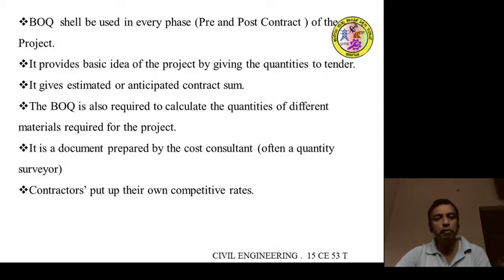It is a document prepared by the cost consultant. That means the quantity surveyor in a department or company prepares the entire BOQ document from his knowledge of survey. Next, contractors put up their own competitive rates. The BOQ will give the amount in blank format. The contractors will put their own item rate for work according to their convenience.